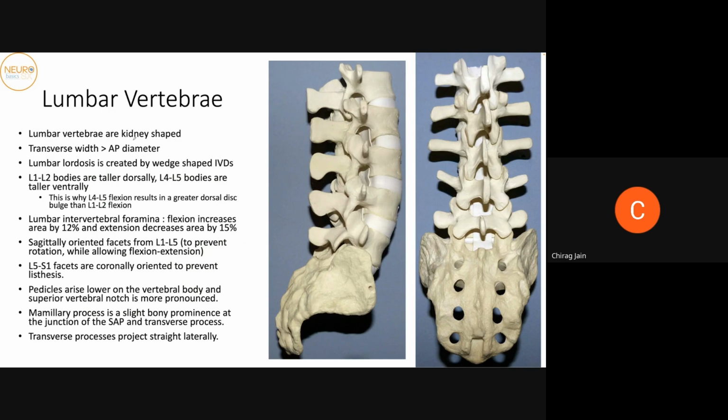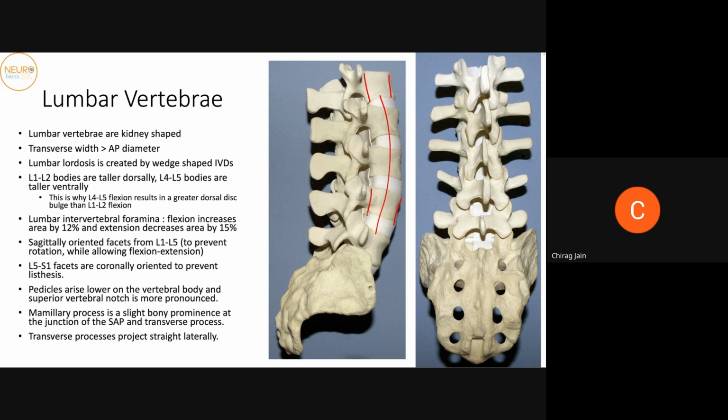Okay, now coming to the lumbar vertebrae. The lumbar vertebrae are kidney-shaped in an axial image. The transverse width is more than the AP diameter of the lumbar vertebrae. As we have discussed, the lumbar lordosis is created by a secondary curve, and it is created by the wedge-shaped intervertebral discs rather than the shape of the vertebral bodies. But there is some regional variation. The L1, L2 bodies are going to be taller dorsally than they are ventrally. L4, L5 bodies, on the other hand, are going to be taller ventrally than they are dorsally.